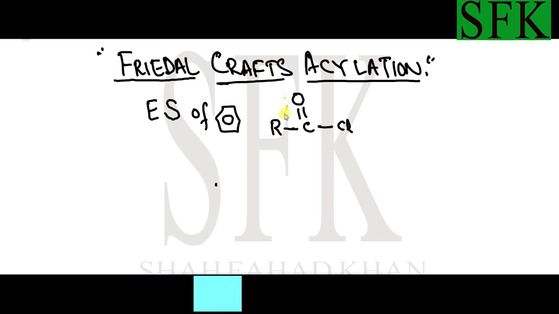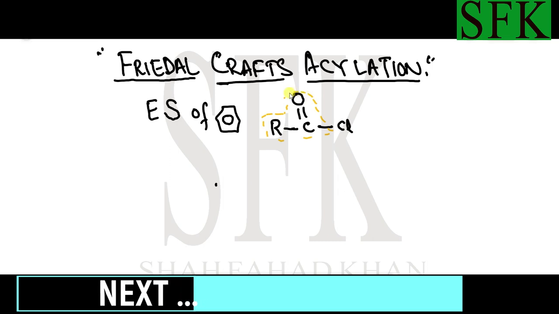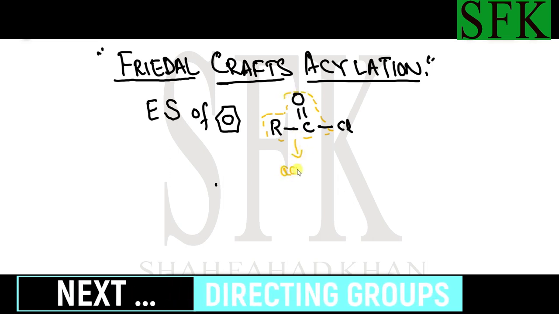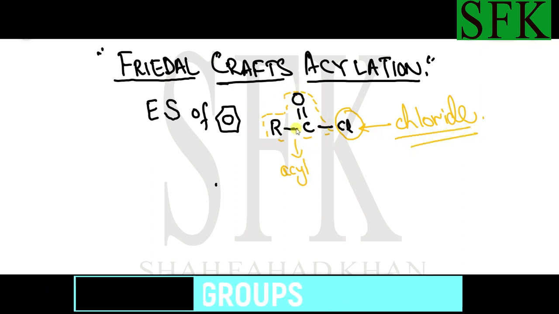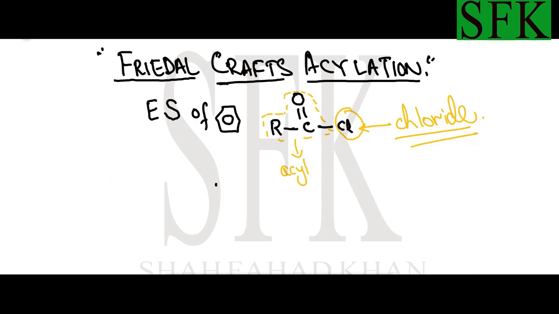This part over here is the acyl group, and this Cl is the chloride. So the acyl group is going to get attached to the benzene, and basically we are going to add the acyl group to the benzene ring.